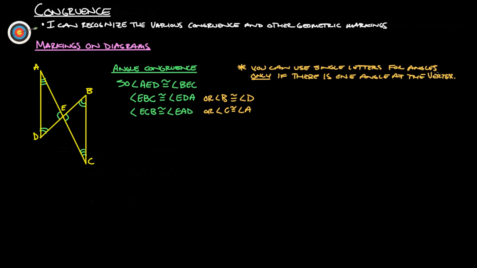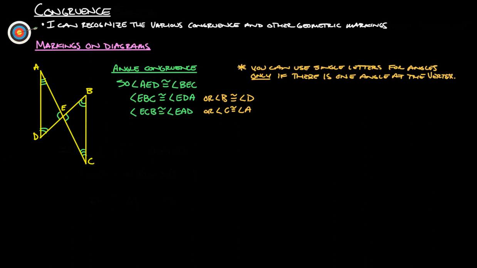You can use single letters for angles only if there's one angle at the vertex. We could not say angle E because that could mean this angle, this angle, this angle, that angle. It could be both of those together. There's all sorts of different angles we could name with E. But B, this is the only angle. D, that's the only angle. Okay? And then also angle A is going to be congruent to angle C as well.